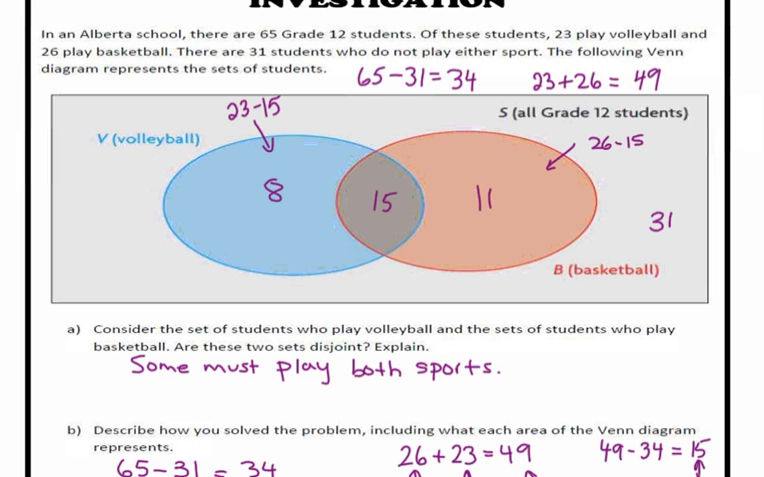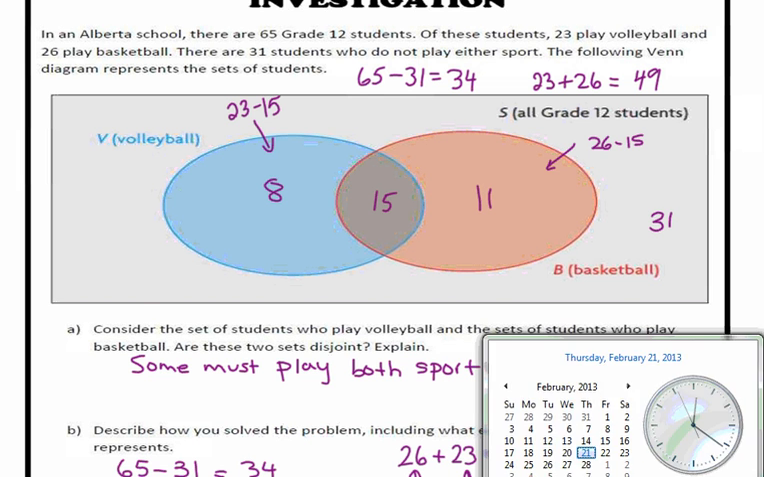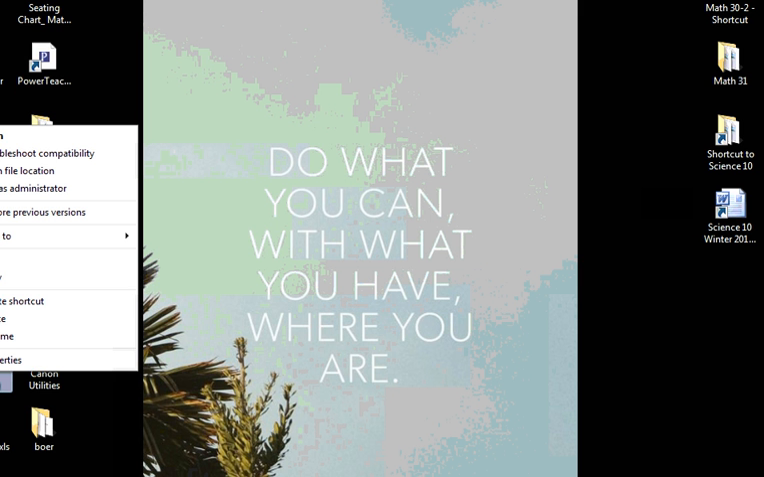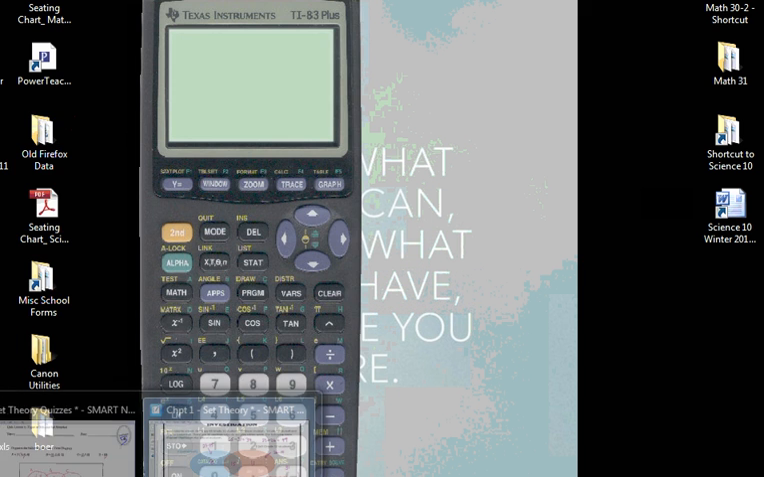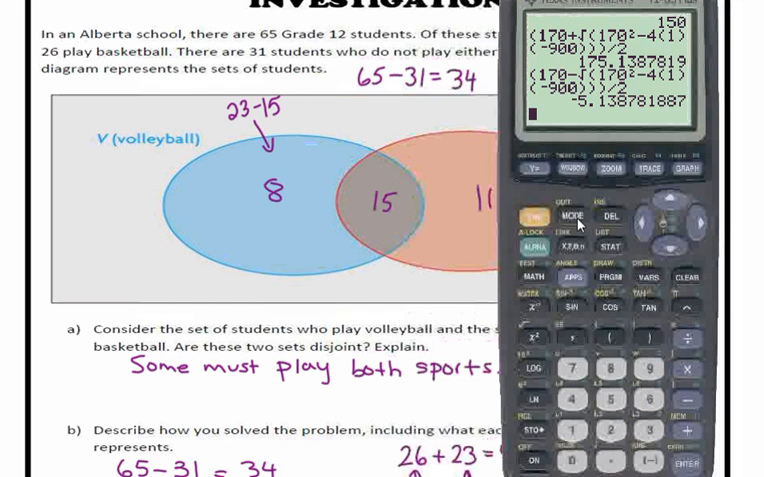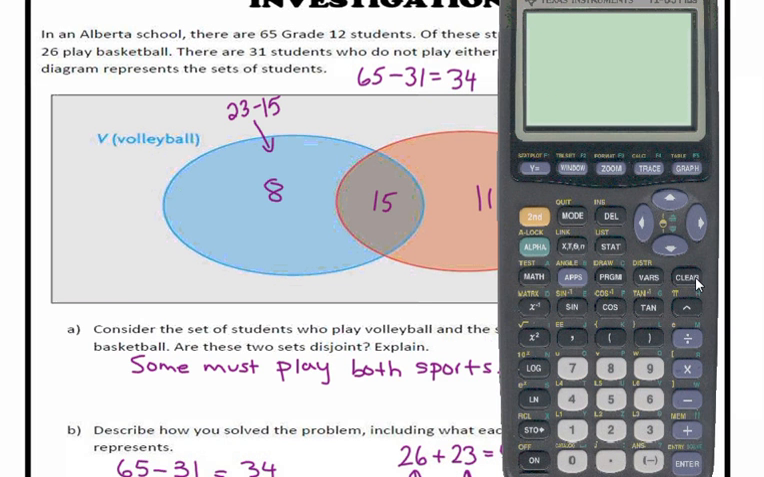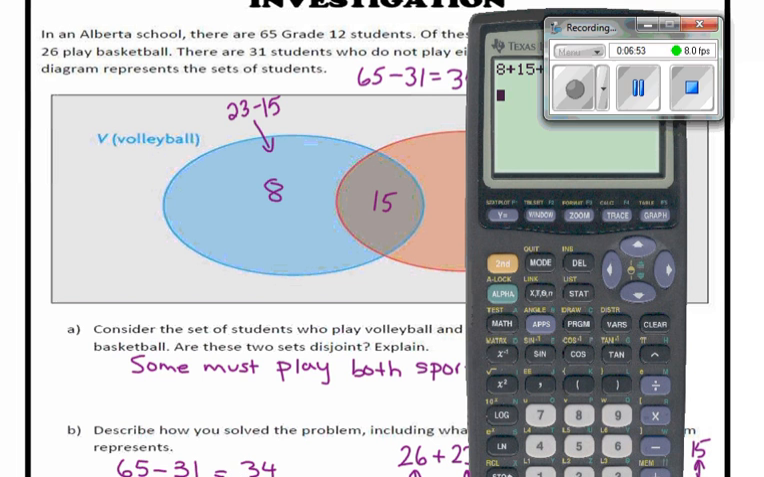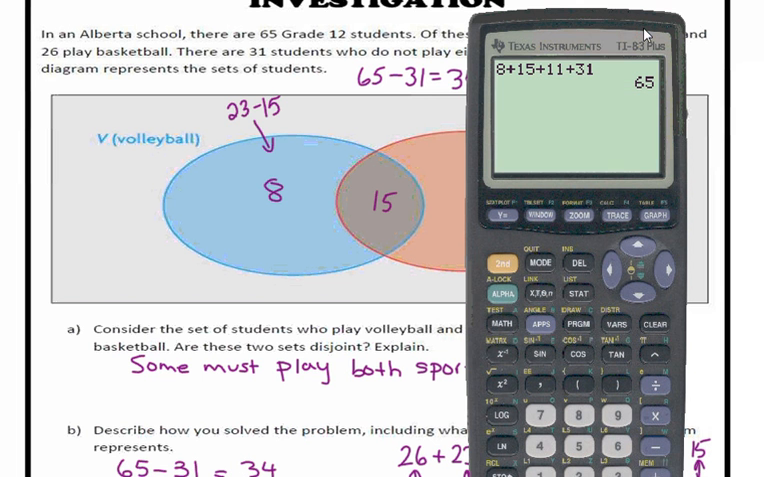So let's check. Grab your calculators. Oh, that is not distracting at all. Okay, grabbing your calculators. So all the numbers to do a check. You should always check your answer, especially if you have a test, right? 8 plus 15 plus 11 plus how many didn't play sports? 31. That should add to, okay, 65. One second.